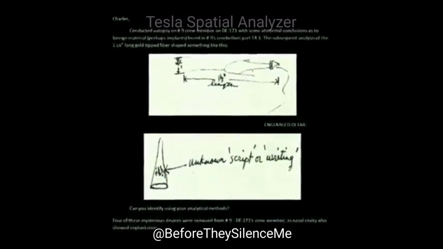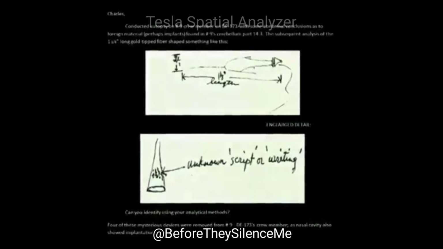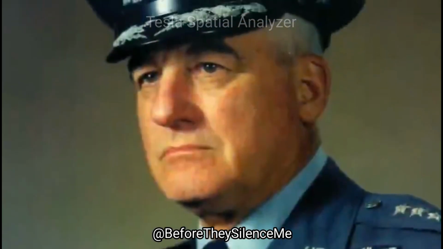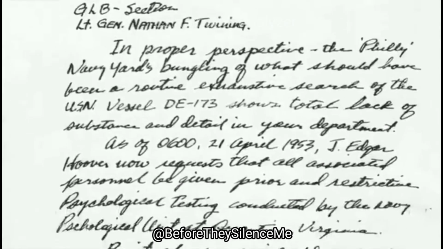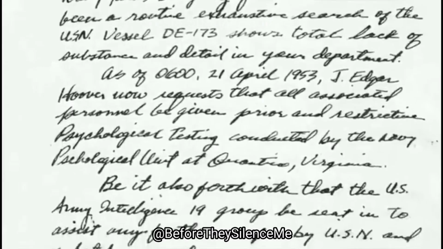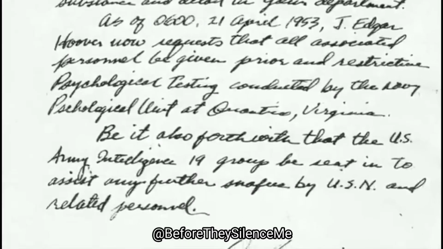In this letter, it is addressed to Lieutenant Nathan F. Twining. Oscar seems to report on the vessel, which Twining's staff couldn't find. Furthermore, it includes an order from J. Edgar Hoover to have all personnel undergo psychological testing. The third letter addresses Edward Condon. Edward Condon is well known for his involvement explaining away all UFO phenomenon as simply optical illusions.